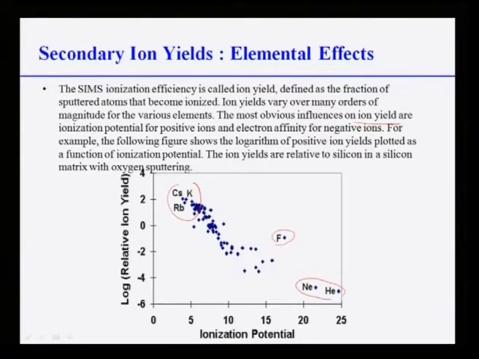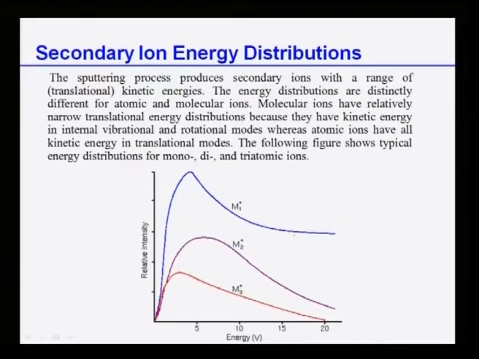So a high ionization potential means less secondary ion yield, and a low ionization potential means more secondary ion yield. That is obvious, because only then can we create more ions by removing electrons. So that is how the secondary ion yield depends on these factors. Not only that, secondary ions can have different energies, because we can create secondary ions, but whether they will be able to travel to a detector, whether we will be able to collect them or not, depends on their energy distributions.